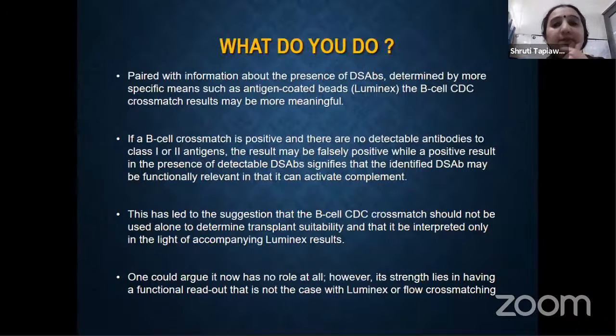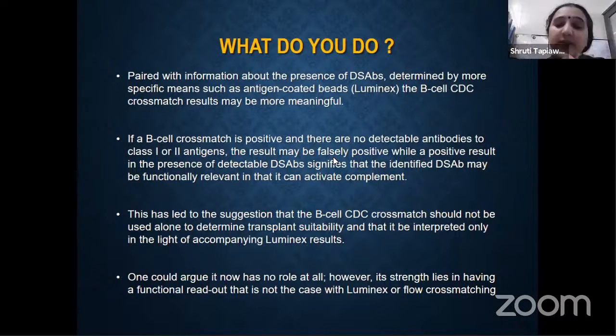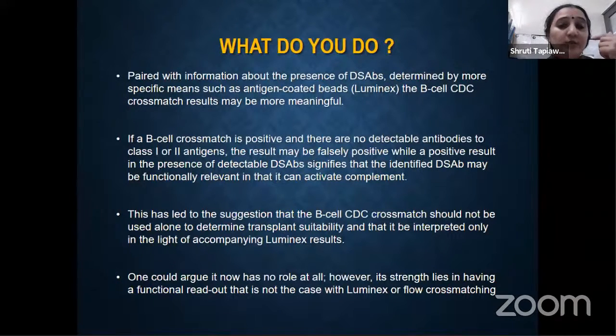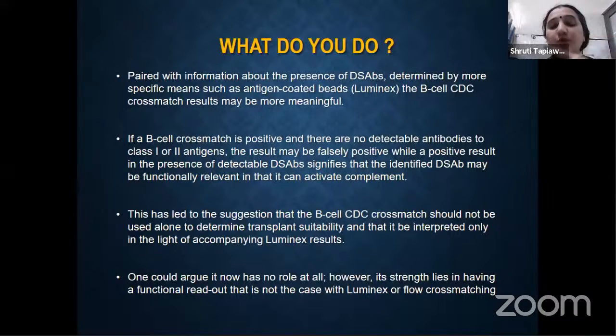So when you have a cross match, you have to take paired information. You have to look at the presence of DSAs. You have to look at the typing of the donor and the recipient. You have to try and see whether these antigens are covered. If a B cell cross match is positive and there are no detectable antibodies to class 1 or 2 antigens, and the antigens are covered as a donor antigen, it may be a false positive. So this is very important to know. That is why B cell CDC crossmatch should not be used alone to determine transplant suitability, and we have to always interpret it with all the other tests and armamentarium which we have.